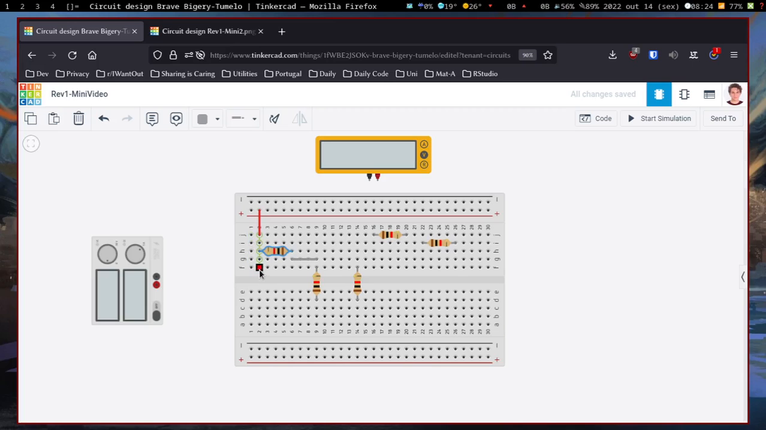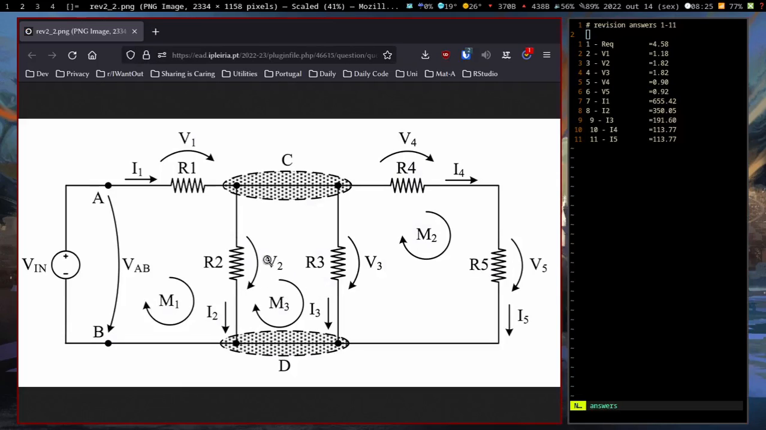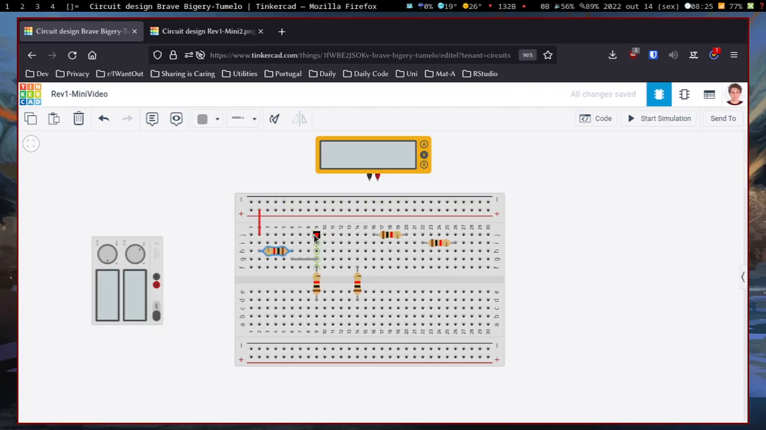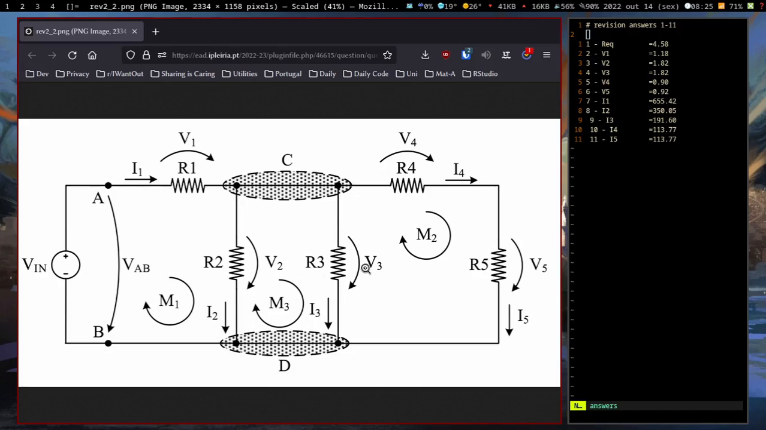And R2 and R3 also come from the same node. So we need to link those two, just so we don't get messy. Alright, those two are linked now.